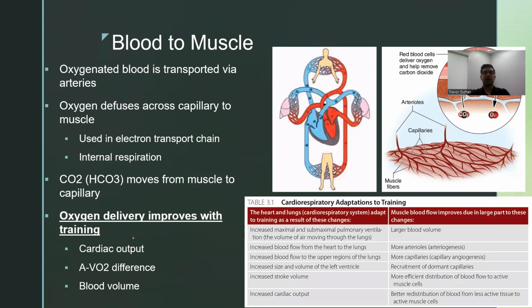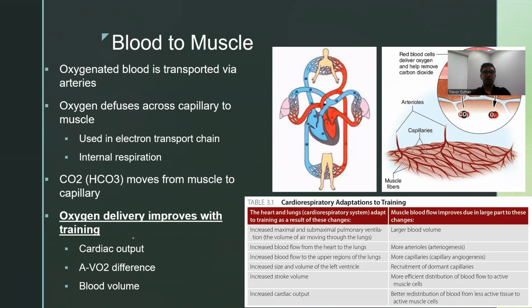Well, this should be a review of our blood to muscle. Oxygenated blood is transported via the arteries, specifically away from the heart. Oxygen diffuses across the capillaries into the muscle. As the muscle requires more oxygen, there will be more oxygen diffusing across the capillaries into the muscle. That is what drives the gradient for muscle oxygenation. CO2 is removed from the muscle via the capillary and transferred back to the heart and to the lungs, so it can be exhaled out.